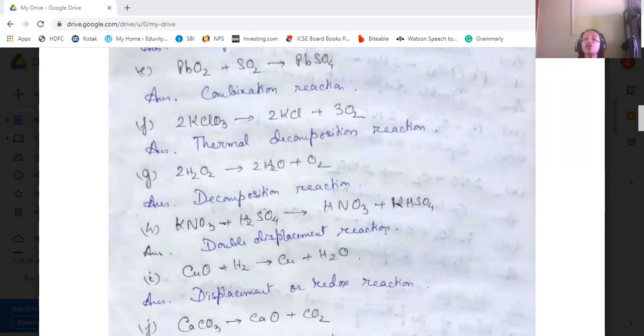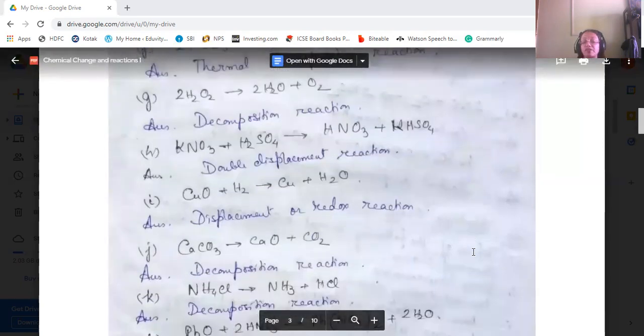Then potassium nitrate reacting with sulfuric acid, H2SO4, forms HNO3 and KHSO4. So that's a double displacement reaction. KNO3 and H2SO4 interchange their positive and negative radicals, and it forms HNO3, that is H combining with the nitrate of potassium nitrate, and K combines with the sulfate radical of sulfuric acid. So it's a double displacement reaction.